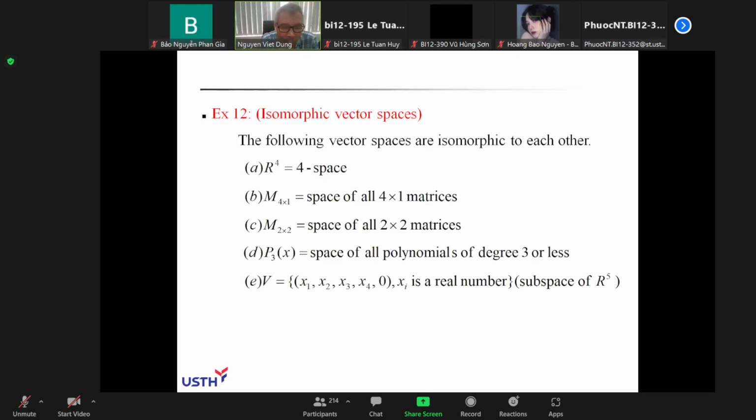And the last one will be the set V. That is a subset inside R5, consisting of (x1, x2, x3, x4, 0), and xi can be any real number. And that will be a subspace of R5. So now, in the example here, we have 5 vector spaces of dimension 4, and they all are isomorphic to each other.